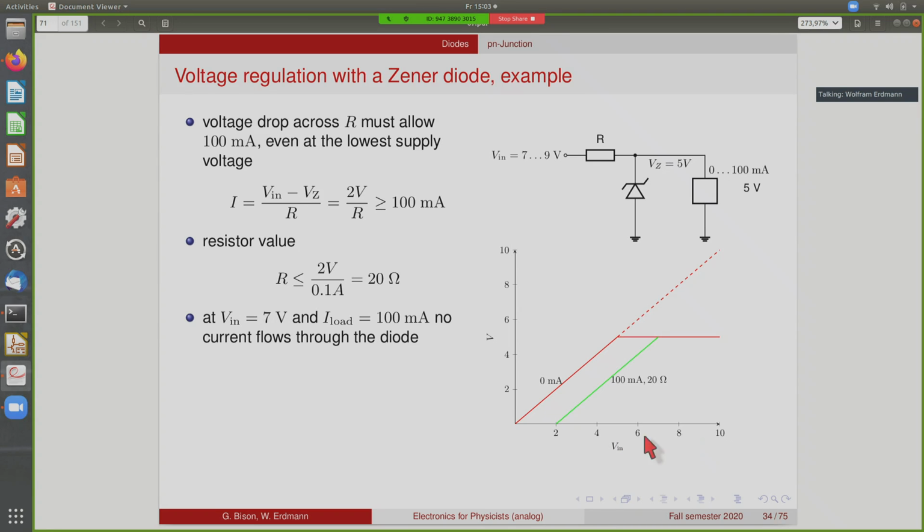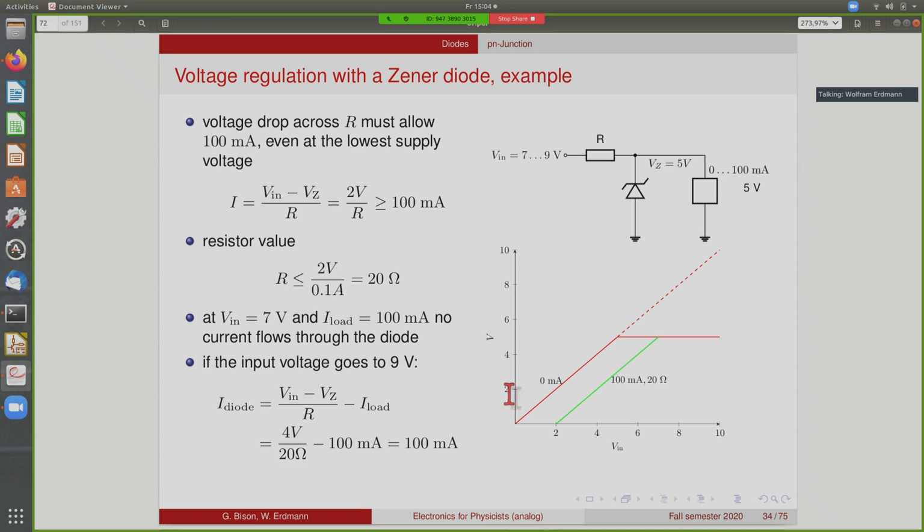This picture shows the voltage across your load as a function of the input voltage. For the case that you have no current, the voltage will just follow the input up to a point linearly, because when there's no current, there's no voltage drop. This point just follows the input voltage, and here the Zener diode kicks in and stabilizes the voltage at 5 volts. If on the other hand you have 100 milliamps, then you have this voltage drop of 2 volts across this resistor. So below 2 volts, nothing happens. Then the output also starts following up to this point, a little later. The output would rise above 5 volts, but then again the Zener diode clips it, and it also stays at 5 volts.